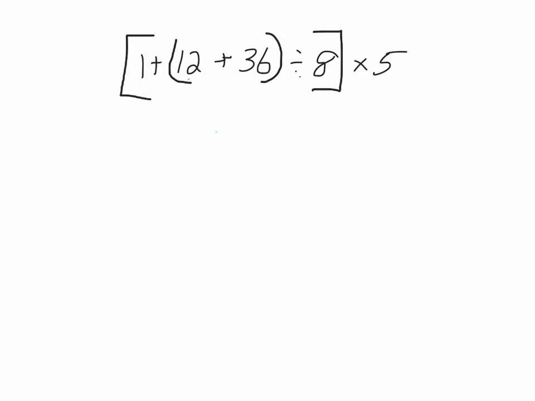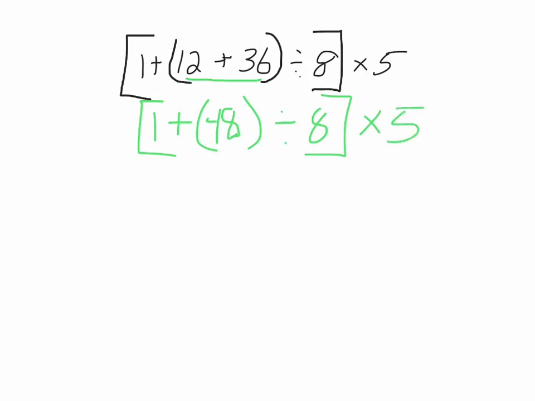Okay, so first we start with inside parentheses. 12 plus 36 is 48, and I want to rewrite the problem every time, every step. Don't get lazy. Don't try to do too much in your head. There are 1, 2, 3, 4 operations that we're going to be doing, so I need to show 4 steps. Okay, next, I do have parentheses around the 48. I don't need those anymore.